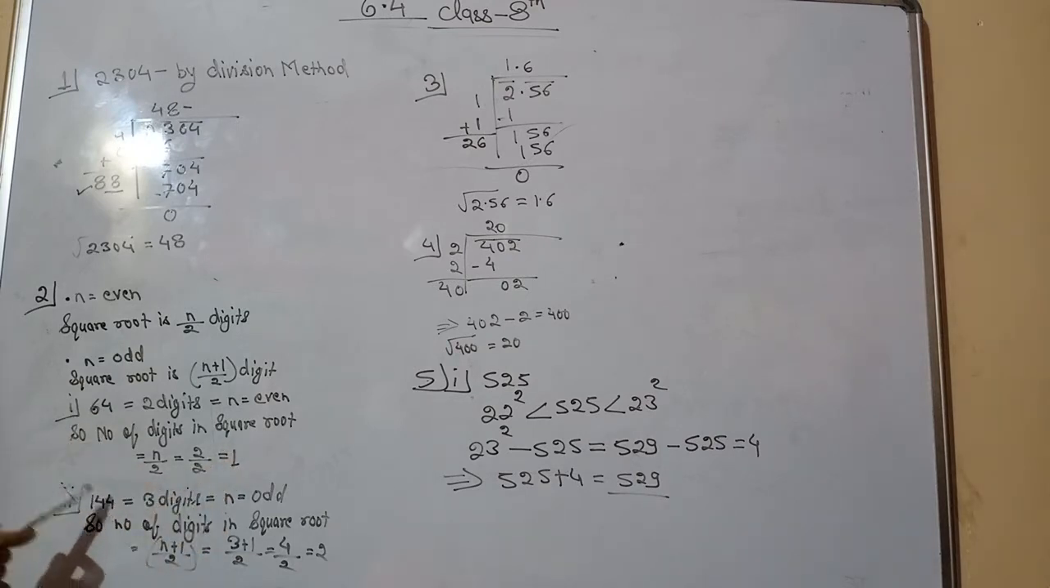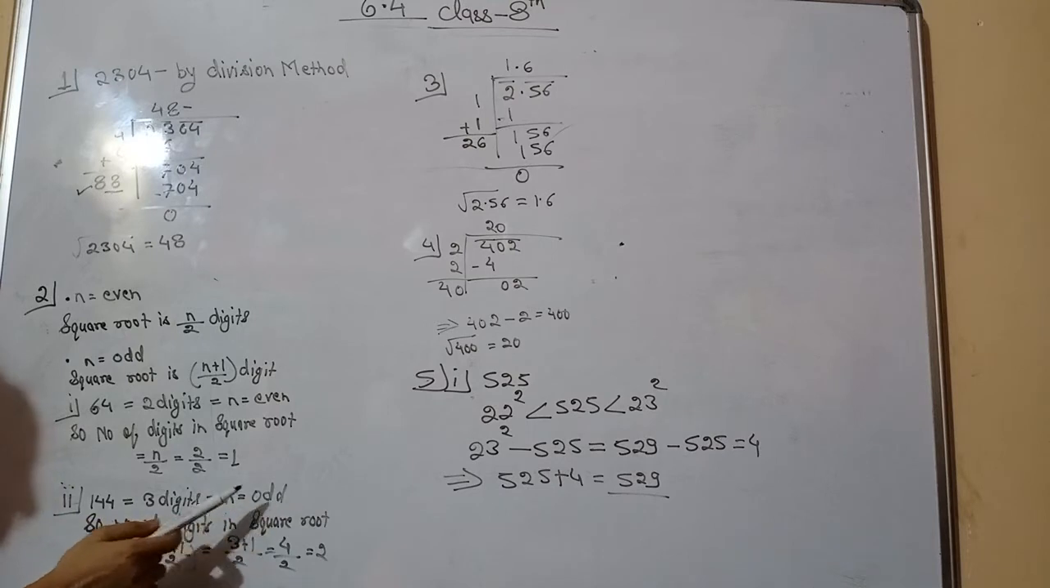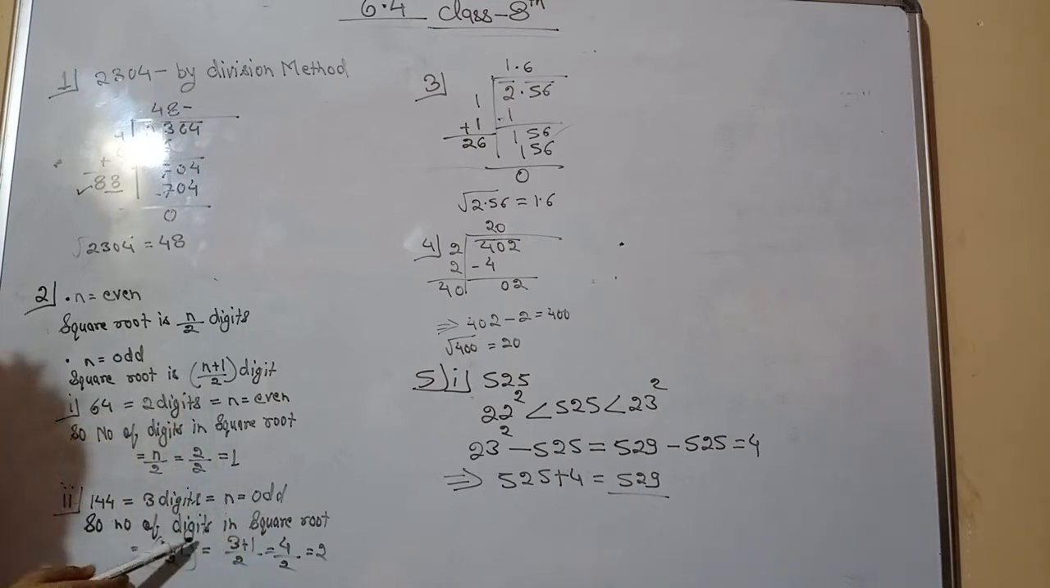Now let us see for an odd number. How many total digits are here? 1, 2 and 3. So the total number of digits is 3, which is odd. So n is odd, so we will apply this formula. Total number of digits is 3, so 3 plus 1 divided by 2. 3 plus 1 gives us 4, and 4 divided by 2 gives us 2. So we know that the square root of 144 is 12, which is a 2-digit number.